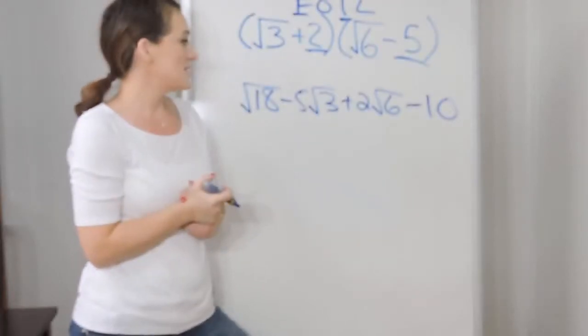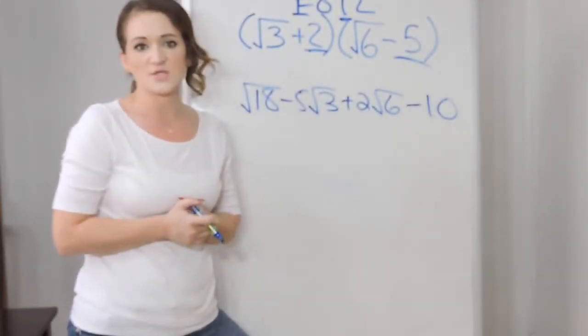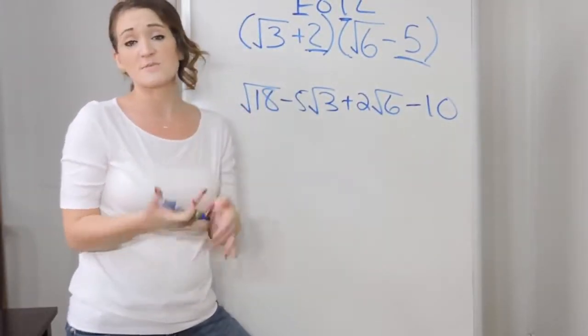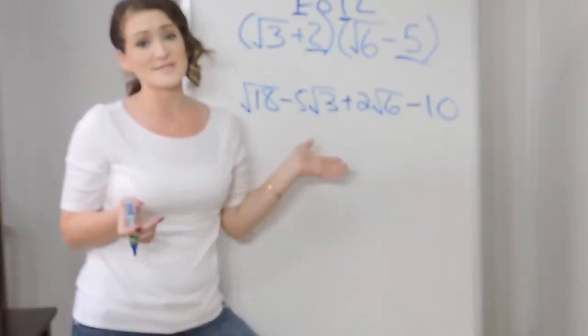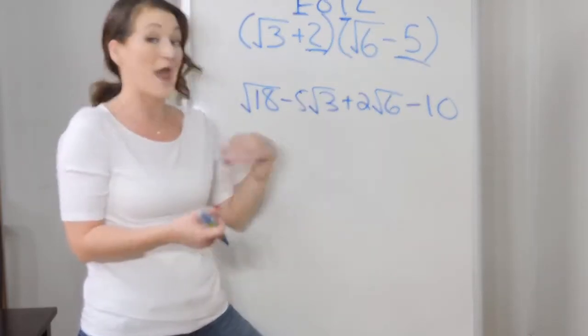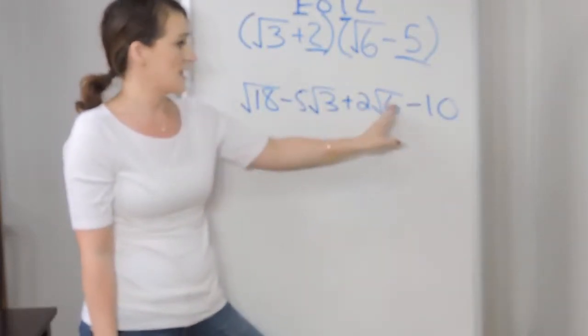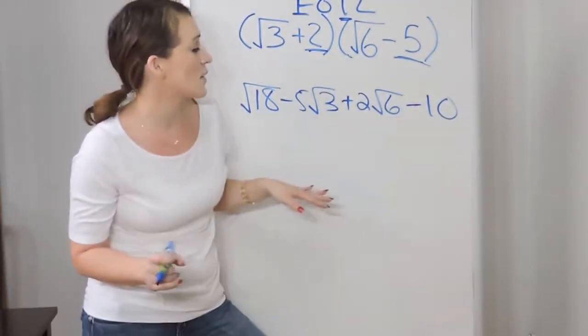Then the next thing that we need to look for is to see if there's any simplifying that we can do. So remember when it comes to combining radicals, similar to combining like terms, we can only combine radicals if they have the same thing underneath the radical. So if the radicand is the same. So here I have an 18, a 3, and a 6. None of those are the same, so I can't combine anything right now.